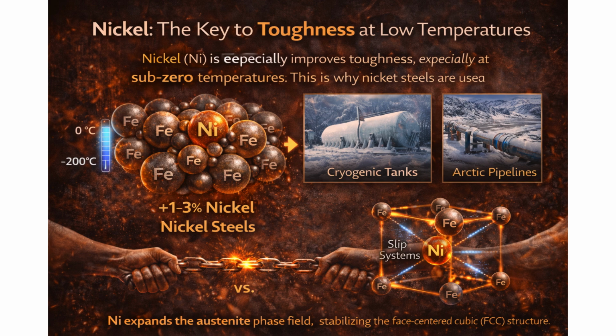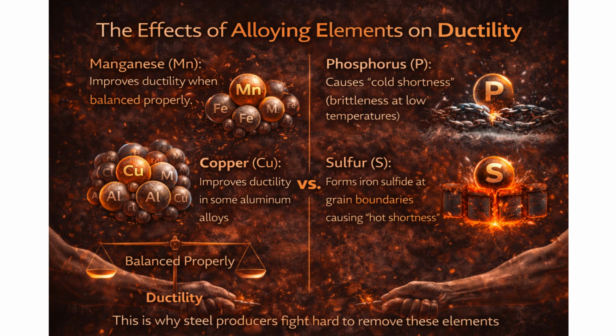This is why nickel steels are used in cryogenic tanks and Arctic pipelines. Nickel expands the austenite phase field, allowing more stable face-centered cubic (FCC) structure, which has more slip systems and thus more ductility. Manganese also improves ductility when balanced properly. Copper additions improve ductility in some aluminum alloys.